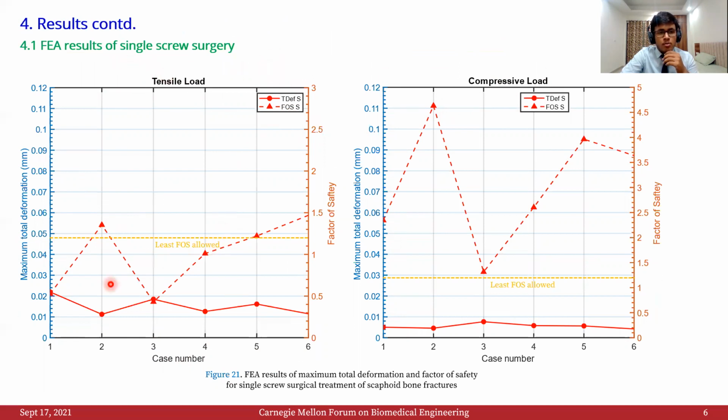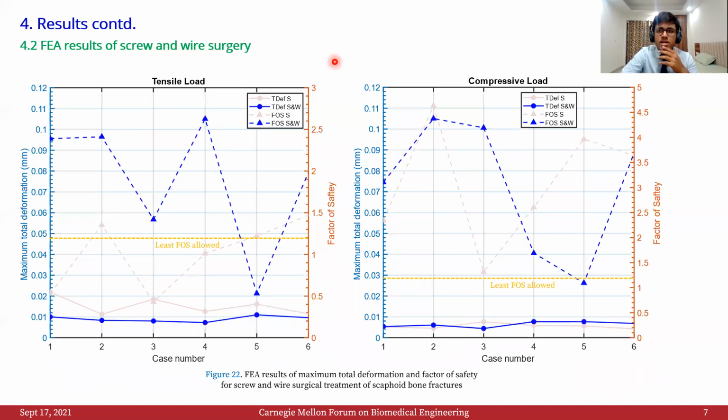You can see that almost all of the cases show that the factor of safety is very near or below the least factor of safety line for the tensile loading. Even though in compression, it is considerably better, we considered the screw case to be not adequate for surgical treatment of patients.